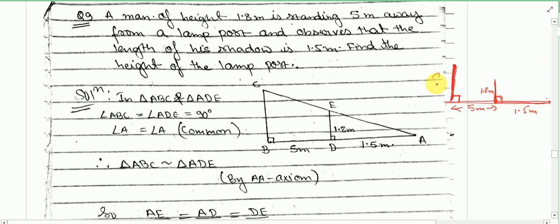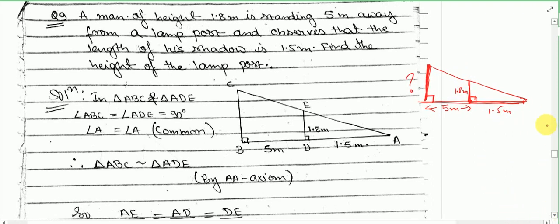Now the question is, what is the height of this lamppost? For that, we will join it like this. So what you see is that a triangle is formed. Let's say A, B, C, this is D, this is E, and here you can see that this will be a common angle for triangles ABC and ADE, and here 90 degrees and here 90 degrees.